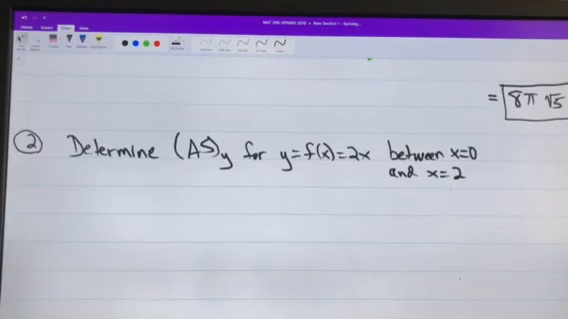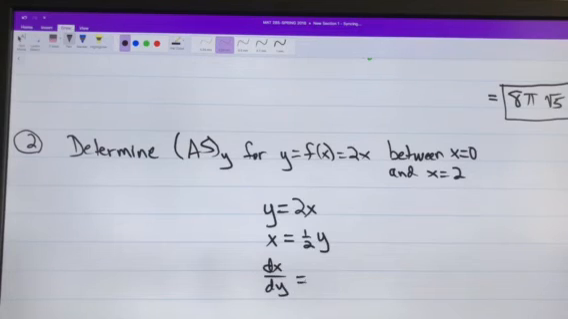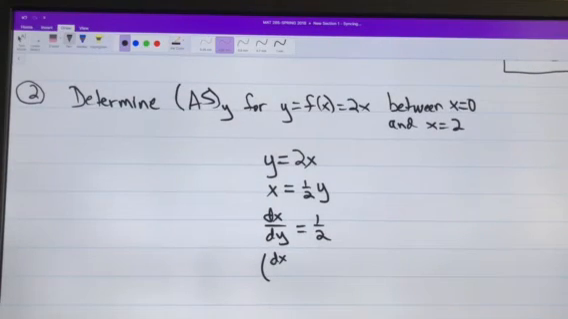So first of all, if I put this in the context of integrating with respect to y, we have y is equal to 2x, and putting this in terms of x equals, I have x is equal to 1/2 of y. In the case of taking the derivative, I have dx over dy is equal to 1/2, and for the square of the derivative, dx over dy quantity squared is going to be equal to 1/4.